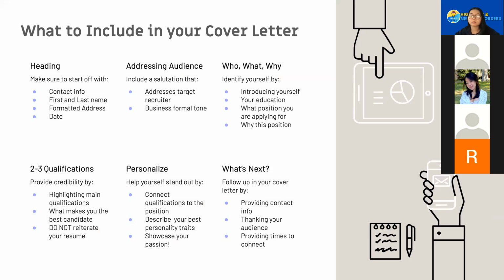When deciding on what to include, there are 6 main aspects that you should consider. First off, you want to make sure to include a heading that includes your contact information, first and last name, formatted address, and date of writing the letter. This lets the reader know who you are and provides them with some basic information for any possible follow-up requests.